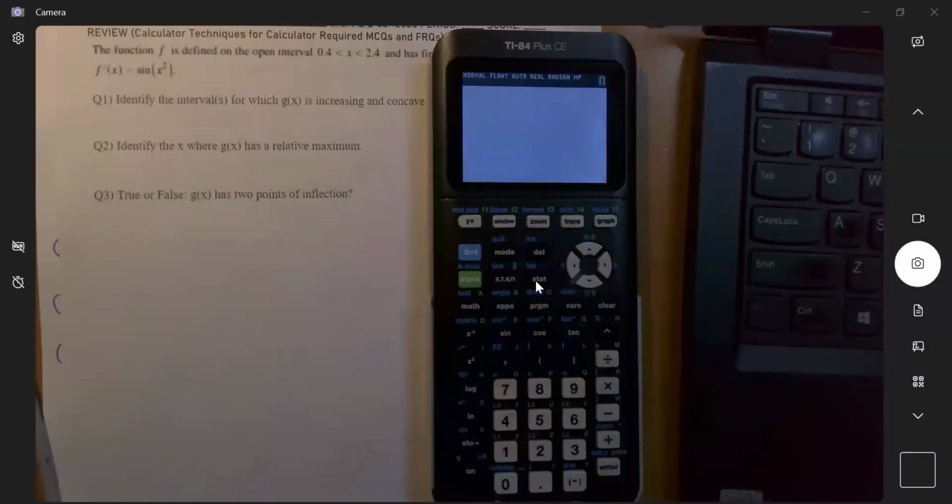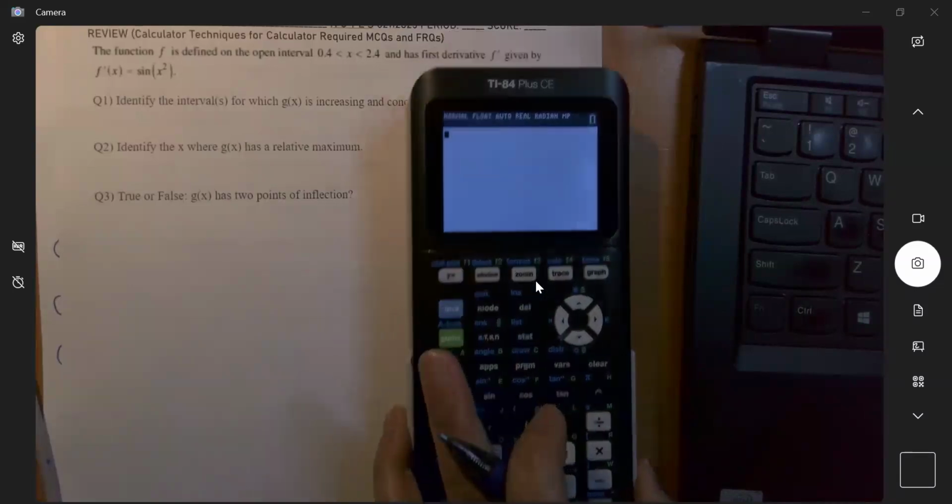All right, ladies, I promised to create a video for this example that I did not do in class today. So this is a calculator technique for a calculator-required free response question.